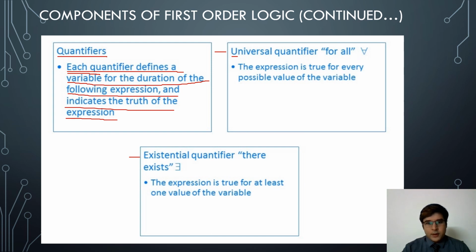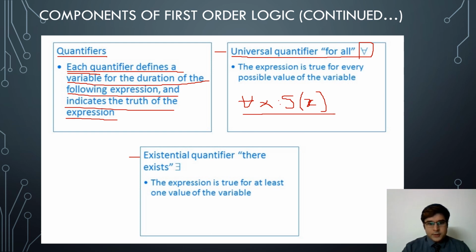We have the universal quantifier, which is for all, and this is the symbol here for the universal quantifier, and this expression is true for every possible value of the variable. So when we write for all x, we have some statement s which is based on x. This statement implies that for all x the statement s is true.